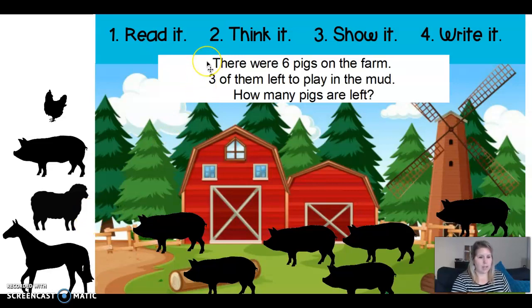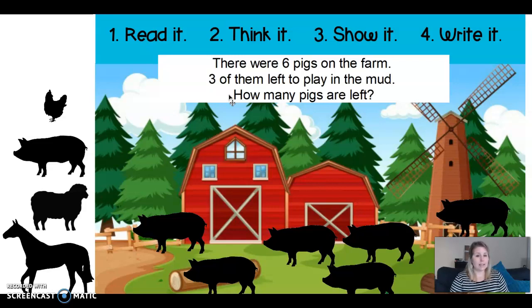We're going to start right here. There were 6 pigs on a farm. 3 of them left to play in the mud. How many pigs are left? So now we're going to stop and we're going to think. Does it want us to put more pigs together? Or did it tell us that some of the pigs went away? Yeah, some of the pigs went away.